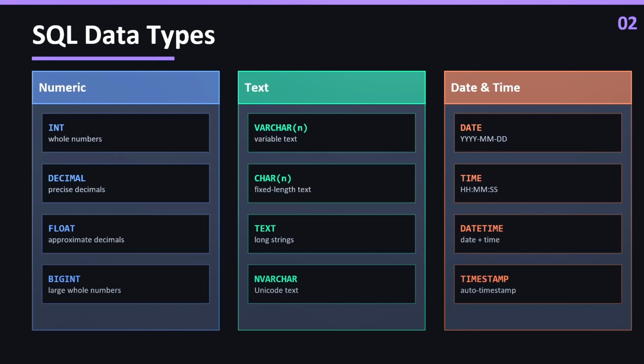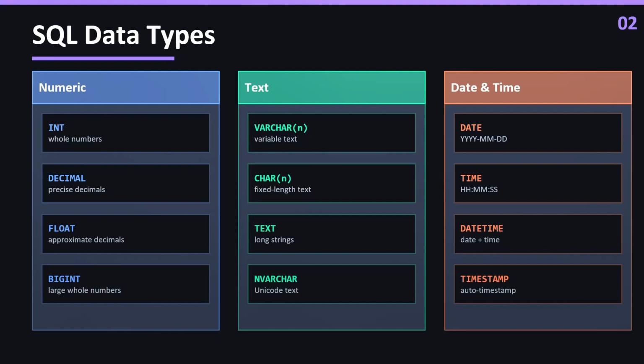Let's go with text types. Varchar for variable text, char for fixed length text, text for long strings, and nvarchar for text with different languages, like Unicode text.